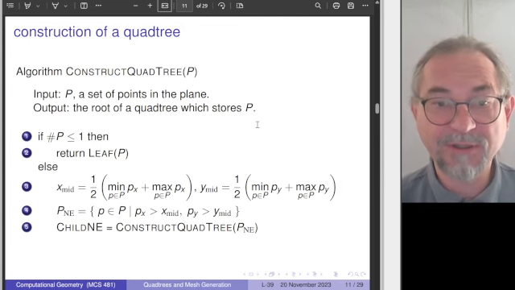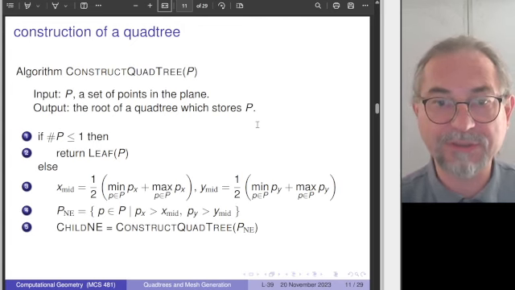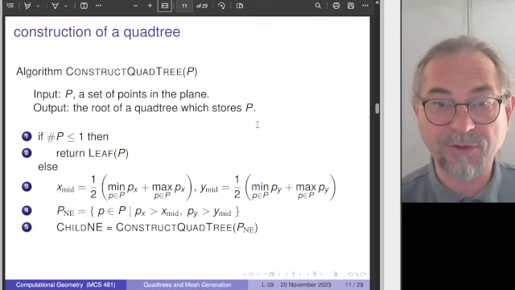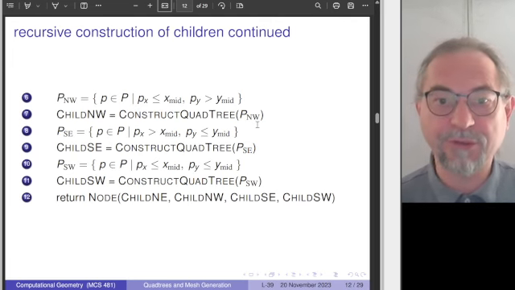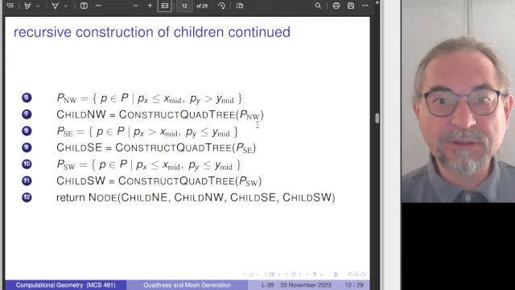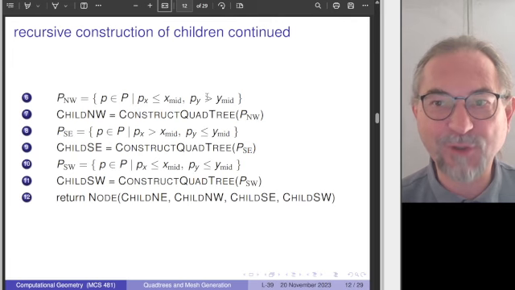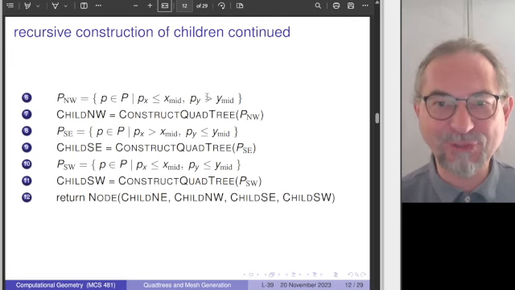Okay, we compute the set of points in the northeast corner. Again, this is a loop through the points, linear in the number of points. We construct the child recursively, so we do a recursive call here, and then the rest is just a repetition. We do this 3 more times for the 3 other quadrants, and then we construct a node. Straightforward processing of the sectors. And notice here the inequalities. I leave it up to you to verify that every point gets in one unique quadrant.